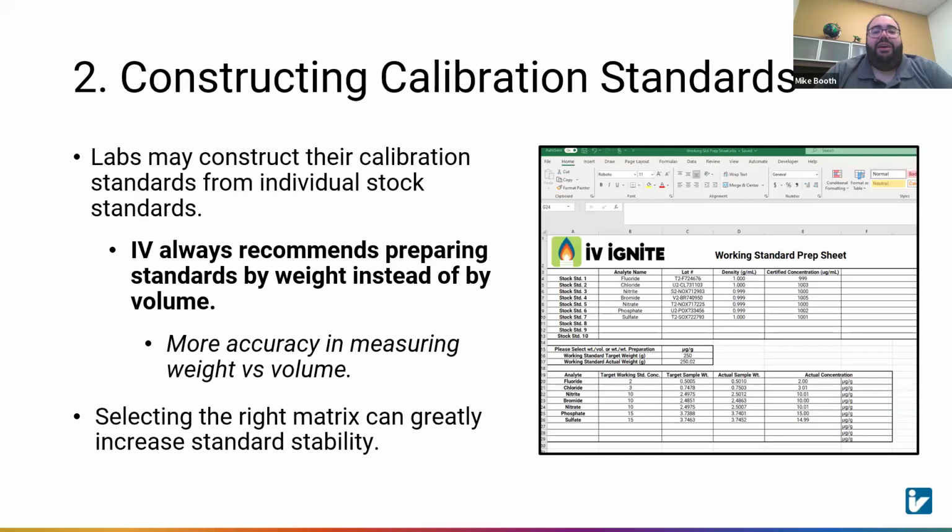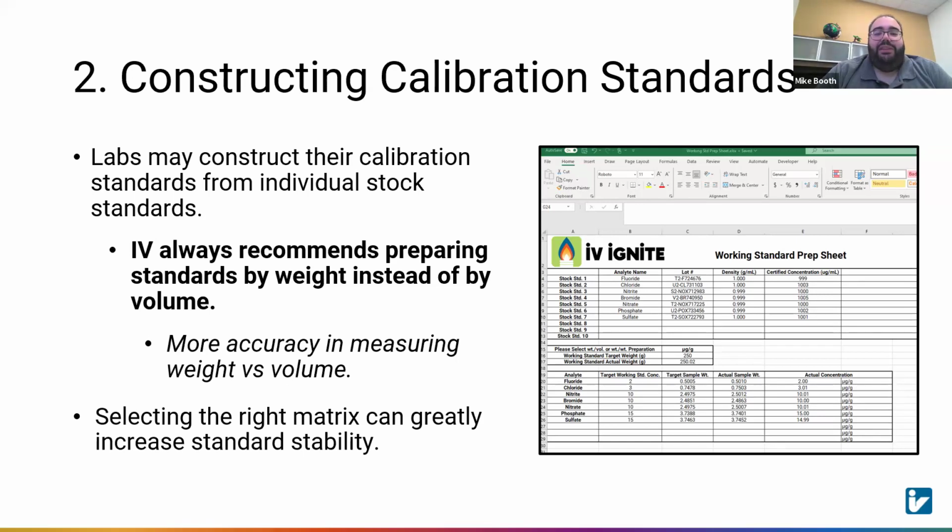Next up, we're going to talk about constructing calibration standards. So this is one, as we talk to a lot of IC users, that I think makes IC users stand out a little bit more from ICP OES or ICP mass spec users. A lot of folks that run ion chromatography will construct their calibration standards from stock single standards, as opposed to using a blended standard. That's a perfectly good way to do it.